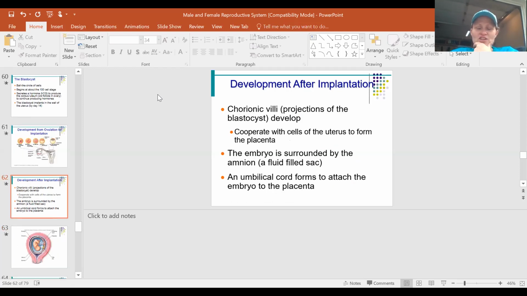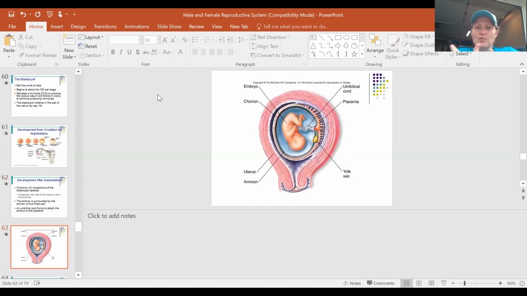After implantation, a couple of things are going to develop. Hopefully you remember from the beginning of the year, we talked about pregnancy and labor a little bit, and you remember my wonderful stick baby drawing in the uterus. What you can see here is that there is a placenta, which is basically a thickened part of the uterine wall. And there's going to be an umbilical cord that goes from the placenta to the baby.